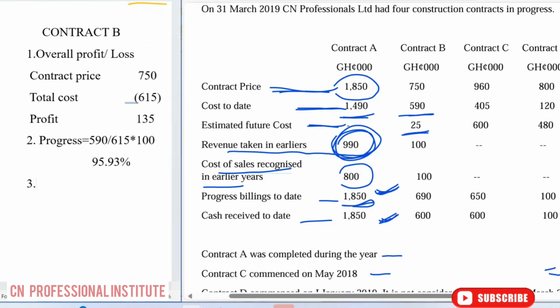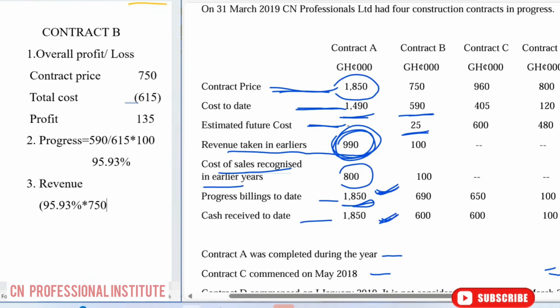Step 3, we are going to record revenue. We are going to the P&L. So in the P&L, how much revenue do you recognize? We said for revenue, we apply the progress rate, 95.93%, times the total contract price. What's the total contract price?